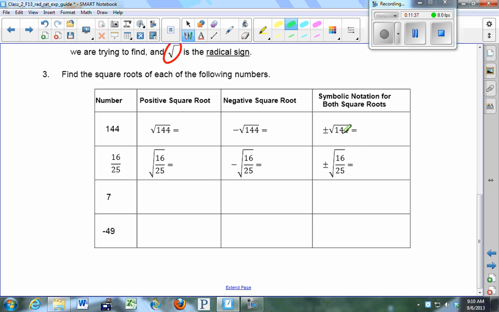Okay, so square root of 144, you got to know your times tables. 12. Therefore, the negative square root would be just 12 with the dash in front of it. And then you represent plus and minus square root of 144 as plus and minus 12. We already did this one on the board. Jonathan had put this question up. This is the square root of 16 divided by the square root of 25, which is 4/5. So this will just be negative 4/5. And then over here we write plus or minus 4/5.